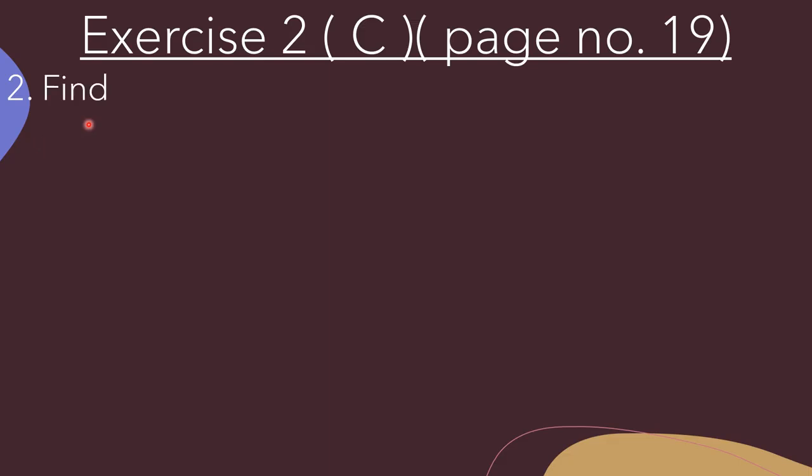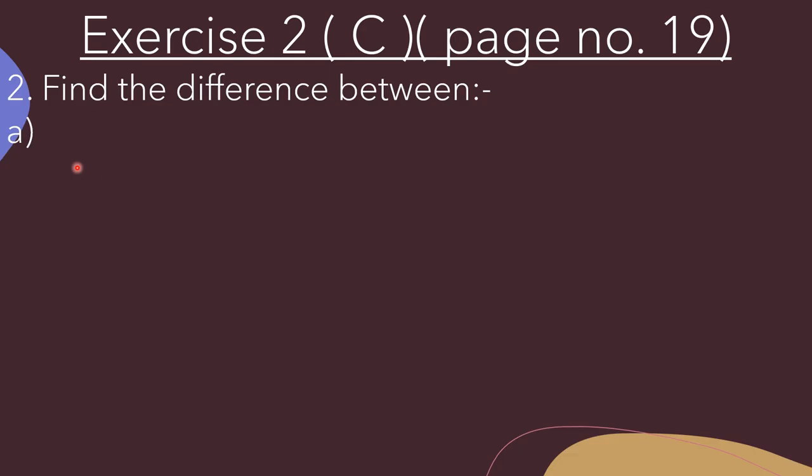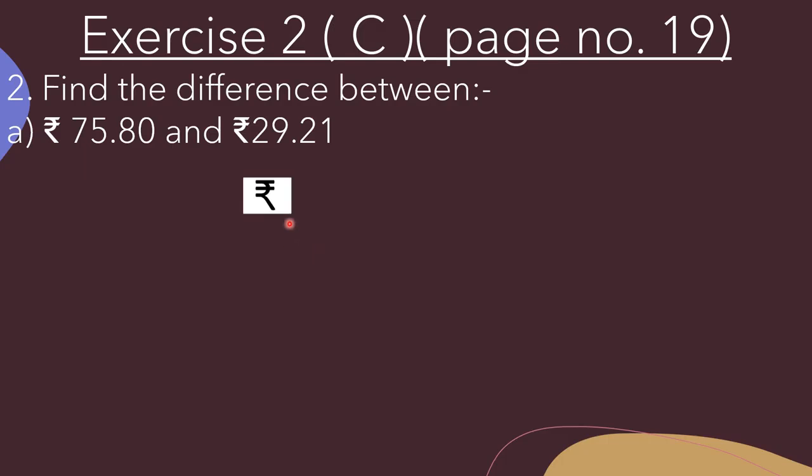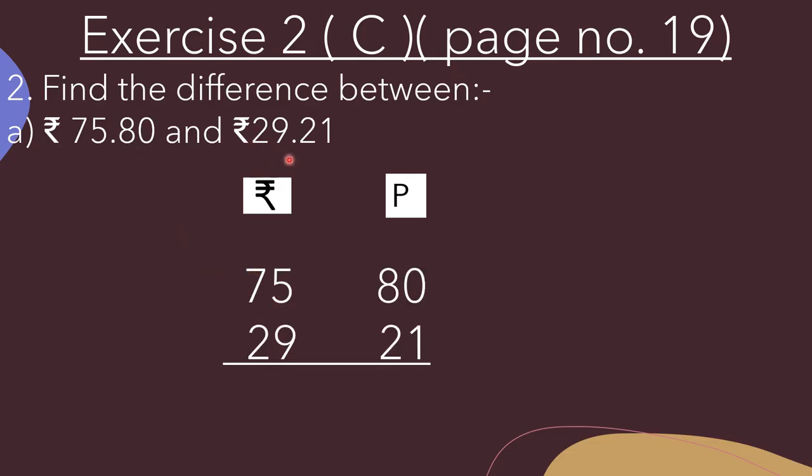Now exercise 2C of page number 19. Question number 2. Find the difference between, here it is given in A part, rupees 75.80 and rupees 29.21. So first of all we will arrange rupees and paise column. Then we will write the bigger amount, that is 75.80 here, and after that we will write 29.21. Now we have to subtract, so we will put the subtraction sign. So first of all we will solve the paise column.